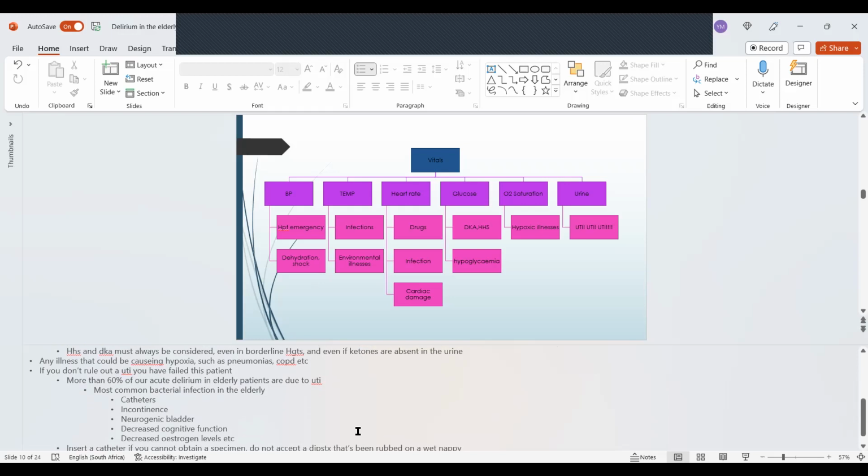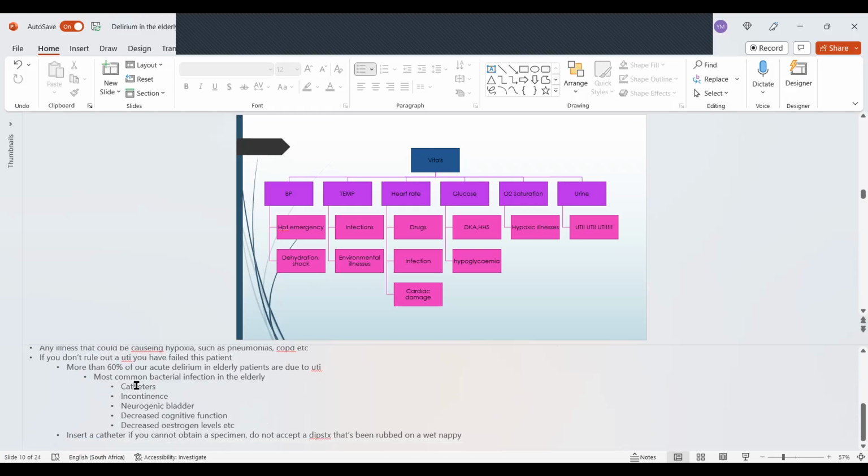So why is this the most common bacterial infection in the elderly? A lot of them have catheters, a lot of them have incontinence, a lot of them have a neurogenic bladder and decreased cognitive function, so they tend to mess themselves. There's a lot going on, and decreased estrogen levels later on, both male and female, lead to a lot of dryness of the genital tract. It leads to excoriation, and it provides an avenue for germs to get in.